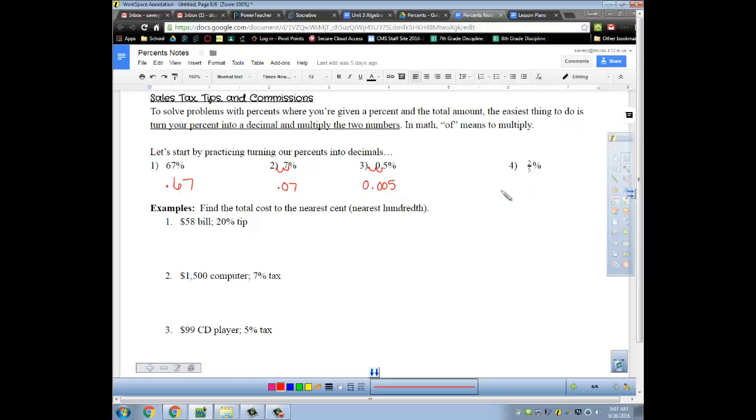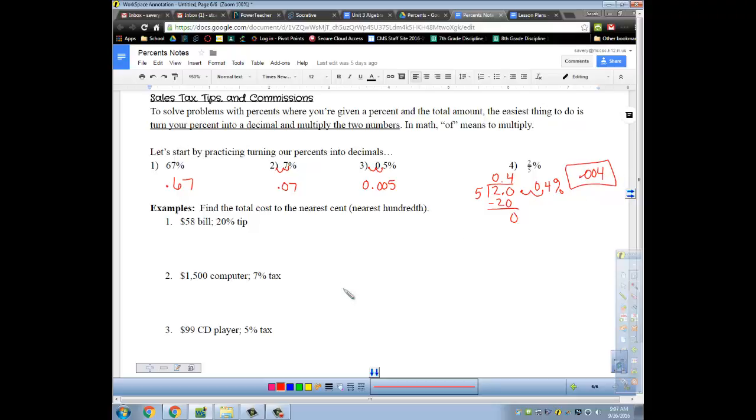Last one, 2/5. We first need to figure out what is 2/5 as a decimal. So 2 divided by 5. 5 doesn't go into 2, so we put a 0 and a decimal. 5 goes into 24 times. So I know that 2/5 is 0.4, so I'm trying to figure out 0.4%. Just because I turn the fraction into a decimal doesn't mean it's not a percent anymore. So we still need to move that decimal over twice to get 0.004.